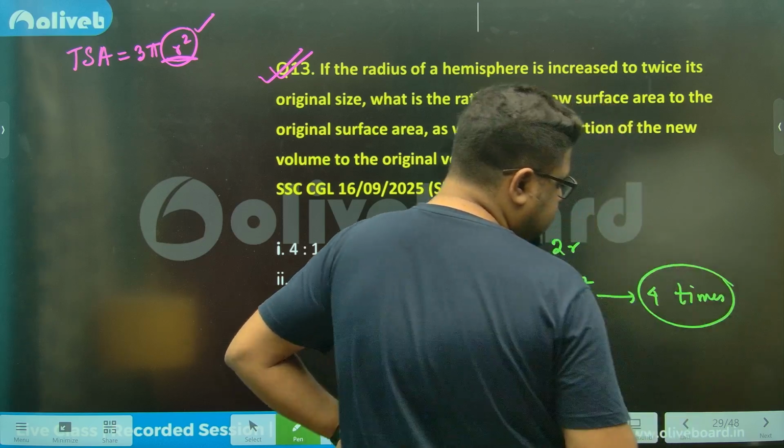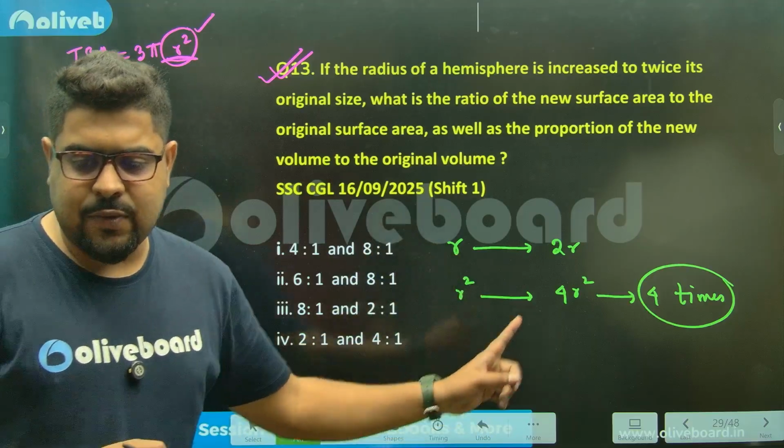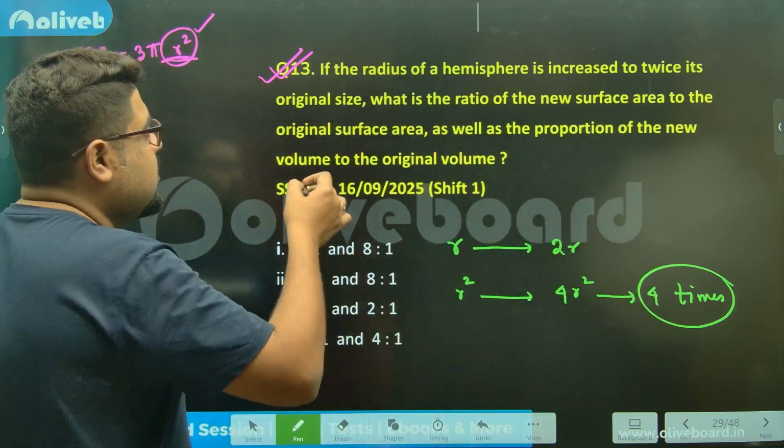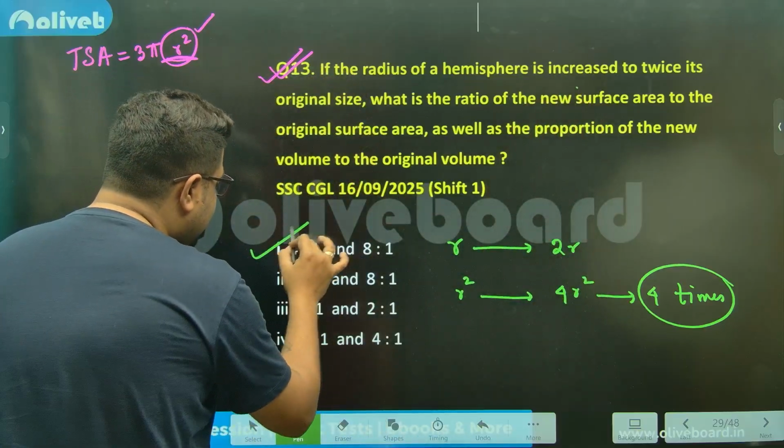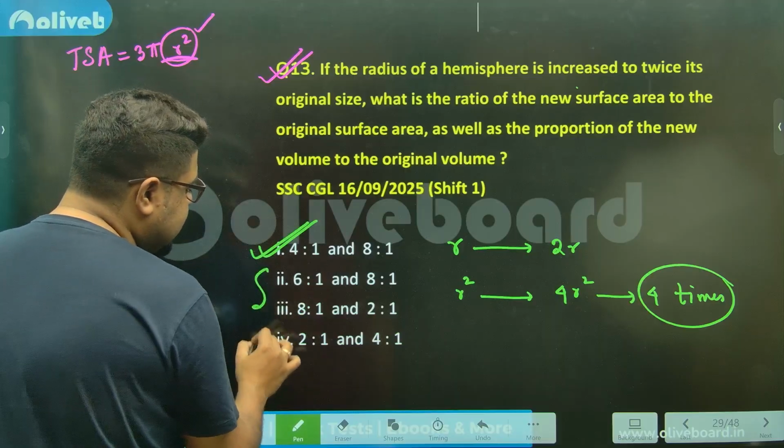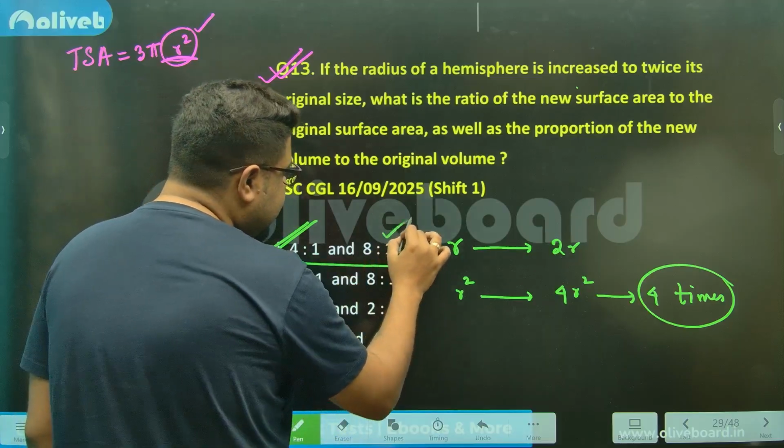Correct, everyone? So this is exactly what we are going to use. New surface area will be 4 times of that, meaning this will be 4:1. I don't need to check anything else because there cannot be any other answer.